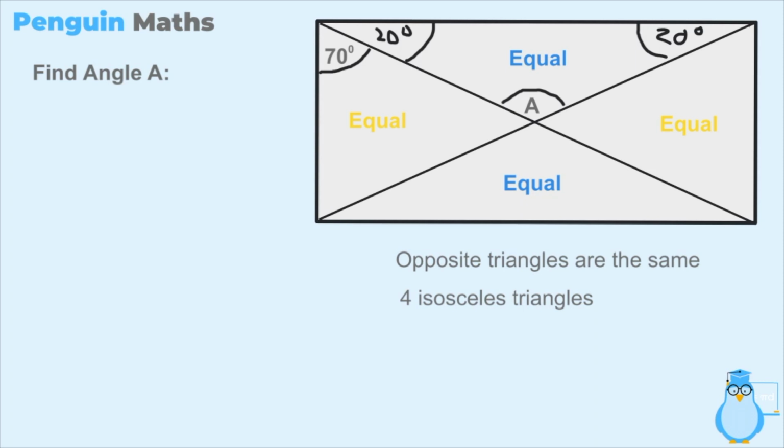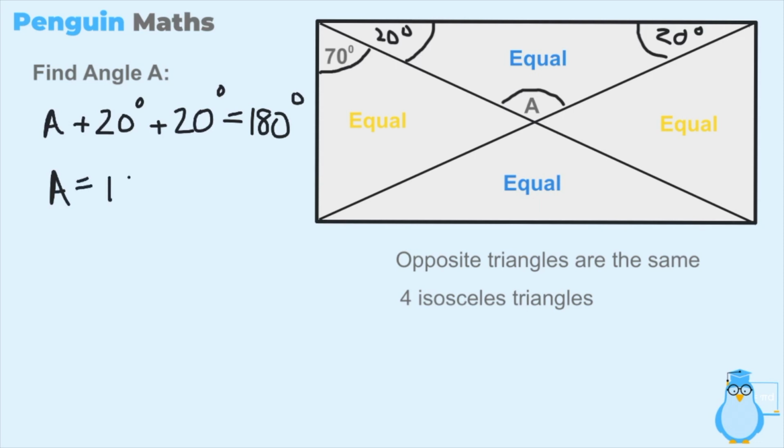So we know that angle A plus 20 degrees plus 20 degrees is equal to 180 degrees, because that's the rule for every triangle, that all three angles must add up to give 180 degrees. Therefore, using a bit of algebra, we can say that angle A is equal to 180 degrees.